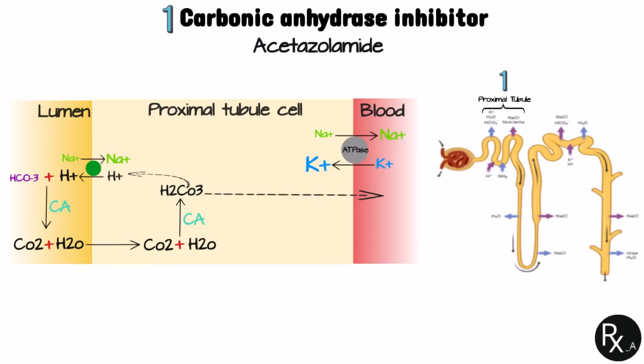When carbonic anhydrase inhibitors are introduced, they inhibit the carbonic anhydrase enzyme, causing bicarbonate to be retained in the lumen because bicarbonate reabsorption utilizes the sodium-hydrogen exchanger. This causes a significant reduction in proximal tubule sodium reabsorption, which in turn causes mild diuresis.